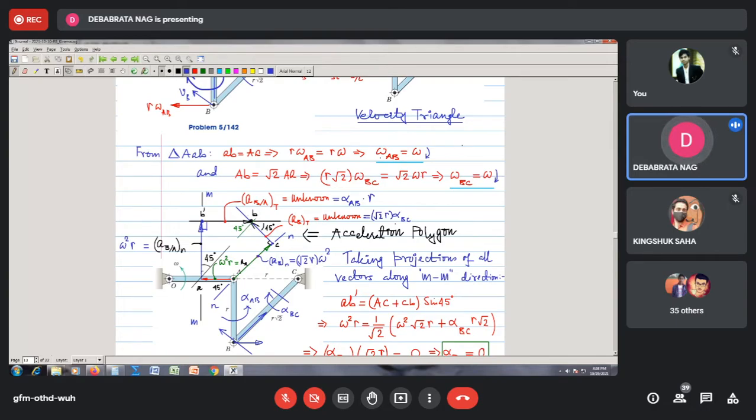What principle of vector algebra am I going to apply? The principle of vector algebra is that if there are n number of vectors, then the resultant of those n vectors is another vector, and it must have components in any particular direction.